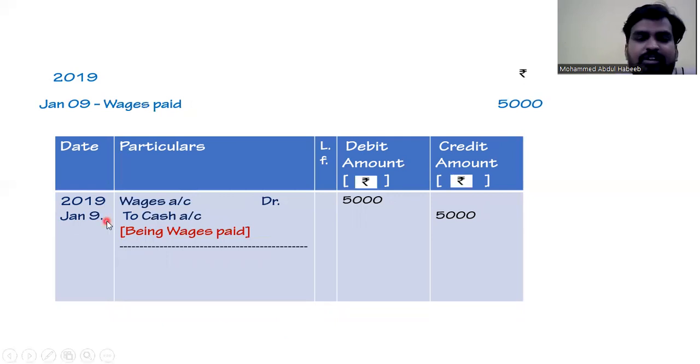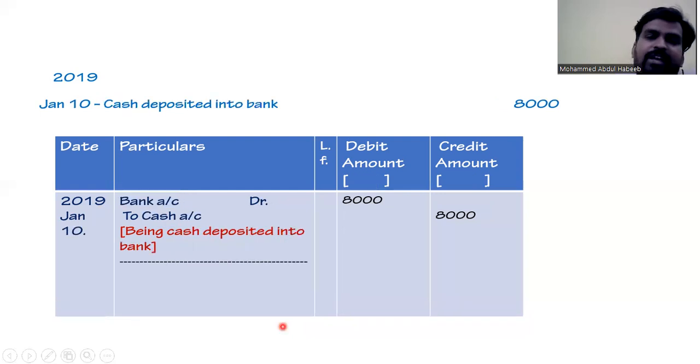So here the date will be taken as 2019 January 9. So wages paid in the sense cash is going from the business and it is an expenditure to the business. So all expenses will be debited. So wages will be recorded on debit side and as cash is going from the business, cash will be recorded on credit side. So the journal entry on 2019 January 9 becomes wages account debit to cash account 5,000 and the narration will be being wages paid. Coming to our next transaction, which is on 2019 January 10, cash deposited into bank 8,000 rupees.